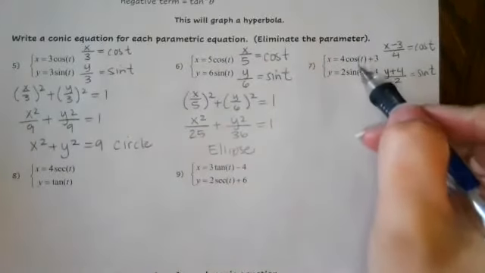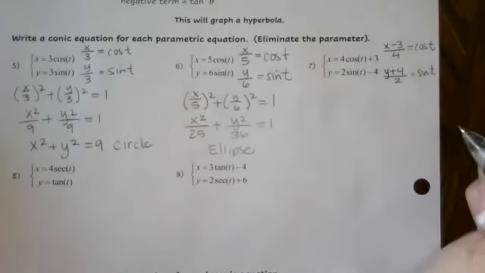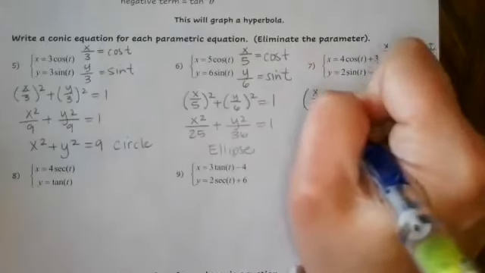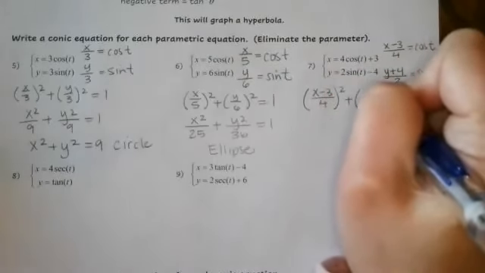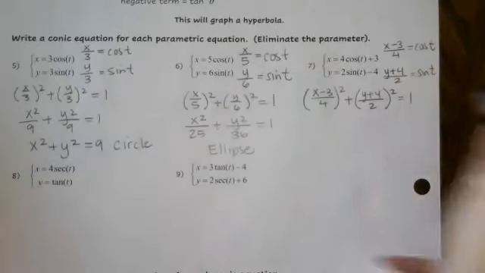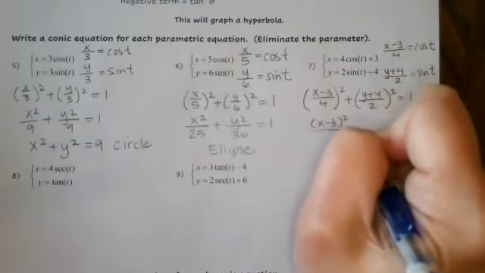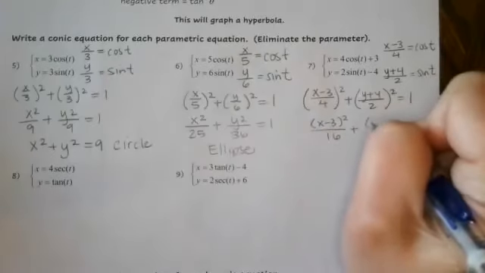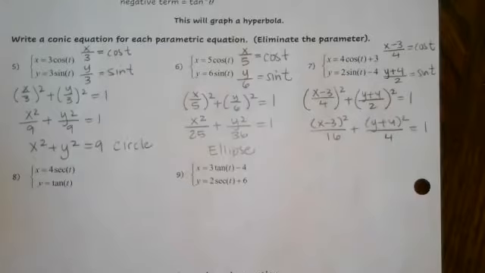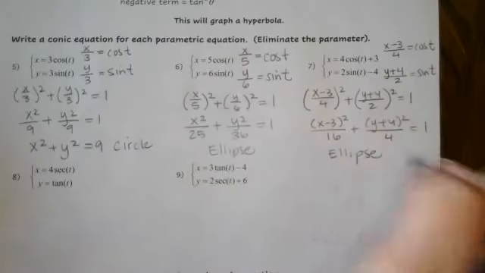The identity that we're using is still the same because that's a cosine and a sine. We can do cosine squared plus sine squared is equal to our 1. So in this case, we get x minus 3 over 4 squared plus y plus 4 over 2 squared equals 1. When we simplify that, we can leave it as x minus 3 squared over 16 and y plus 4 squared over 4 is equal to 1. Because you should be able to identify that again as an ellipse in standard form.